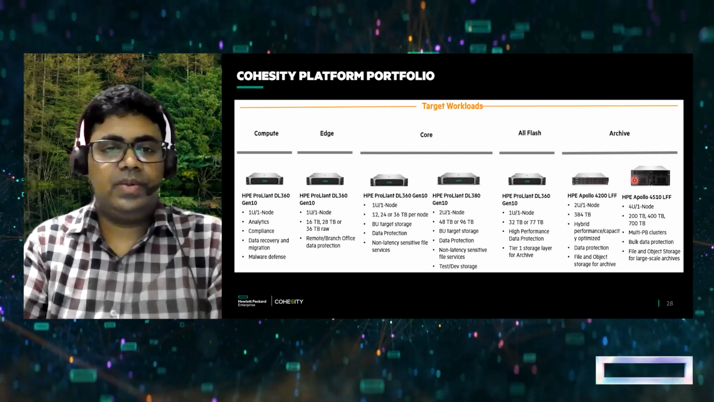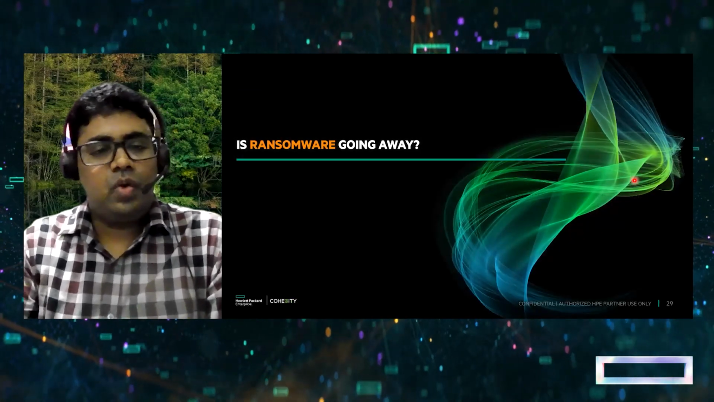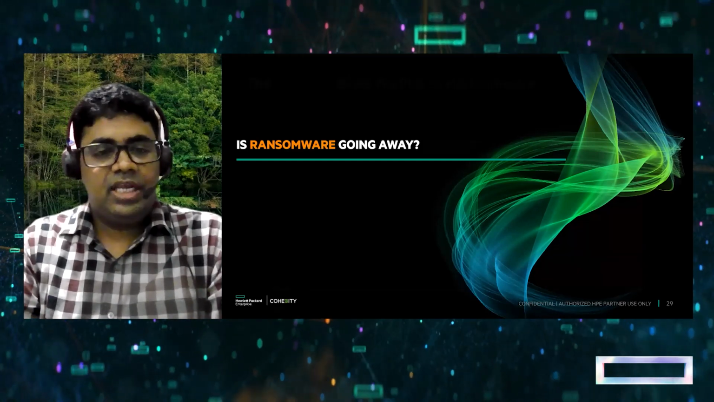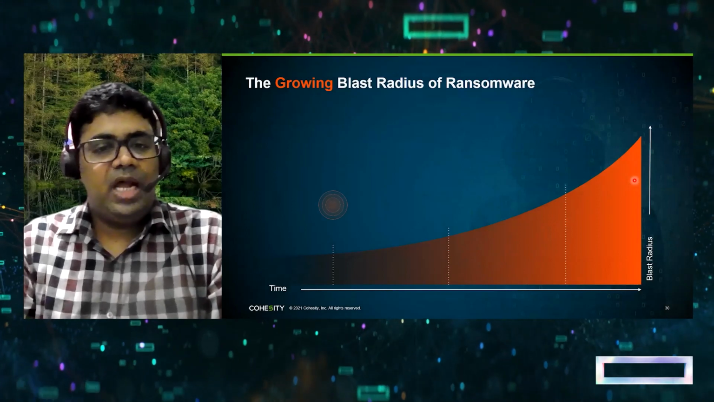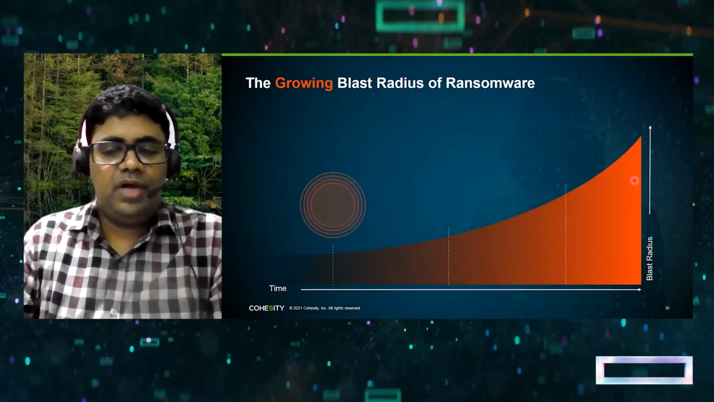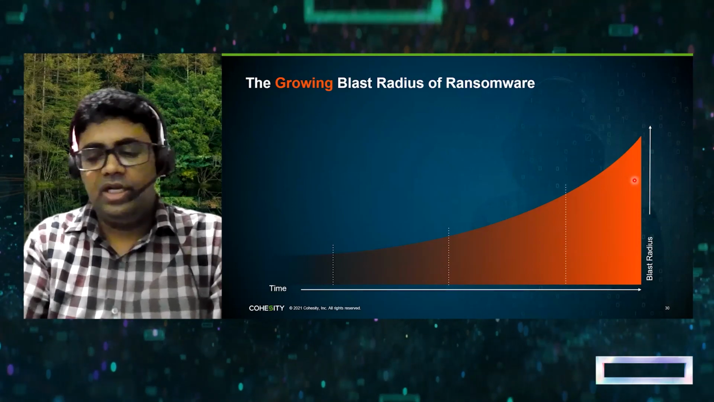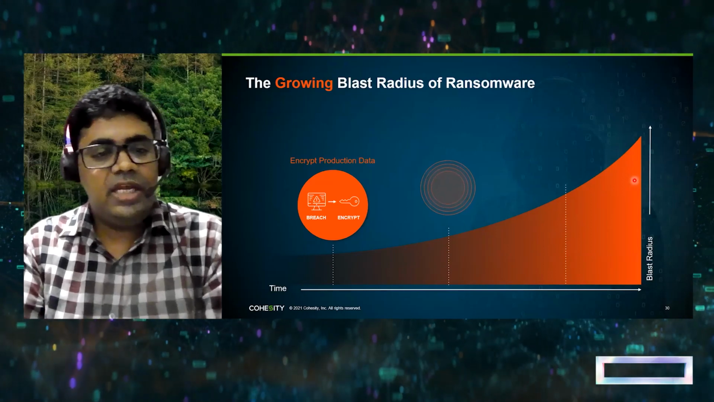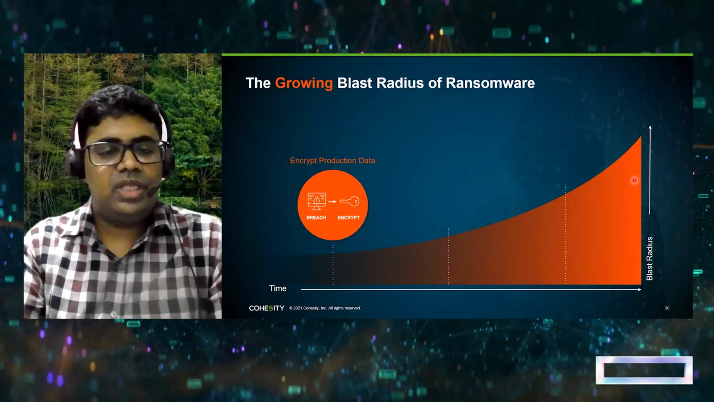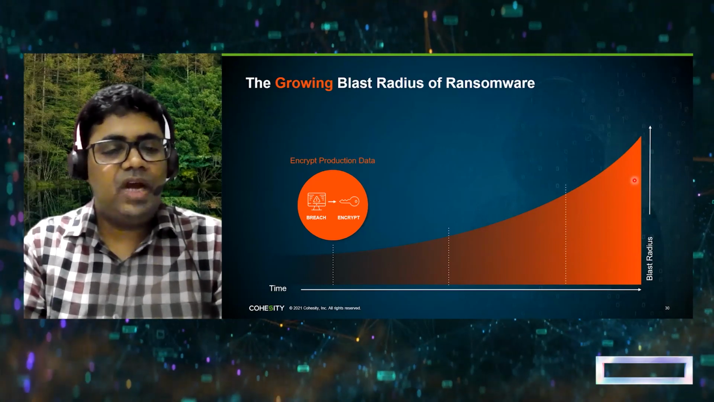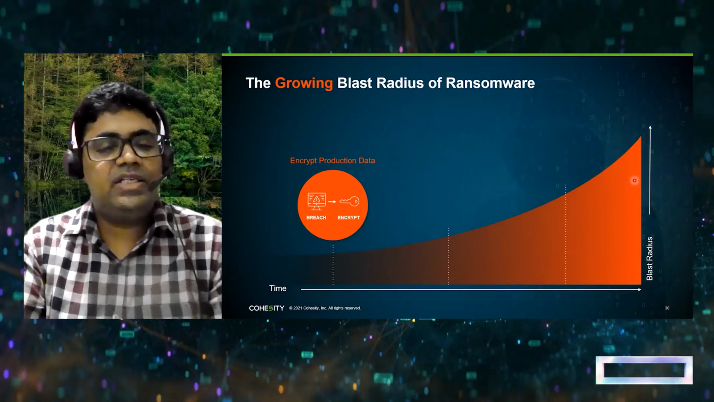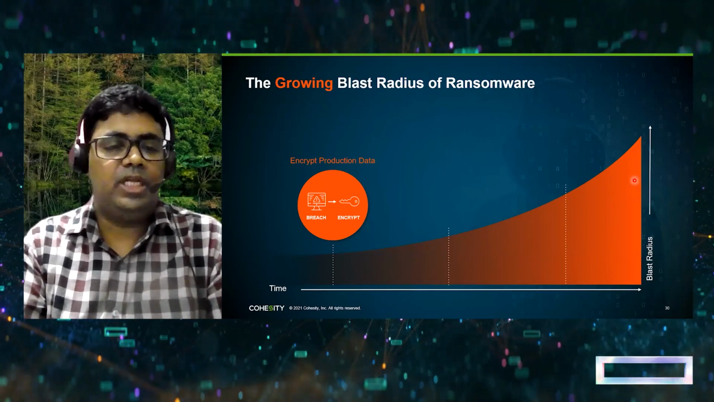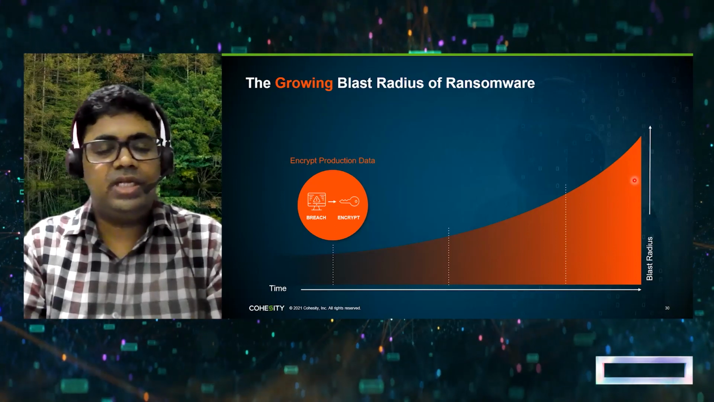Okay. Now, is ransomware going away? Definitely the answer is no. Ransomware keeps coming, and the blast radius keeps growing over time. In general, when ransomware hits, it will encrypt the production data, and you will be unable to access your data. All the file sizes will start increasing. File size is automatically growing, and when we try to access your website, it also does not open. That is the impact when ransomware attacks.